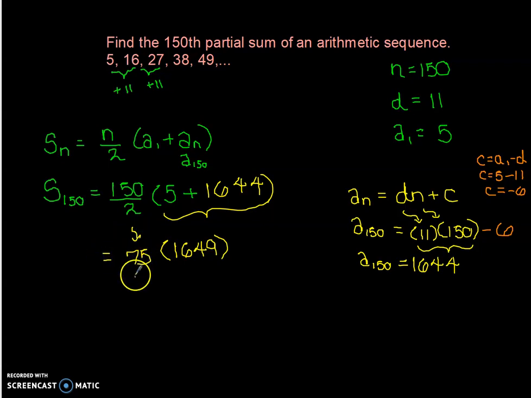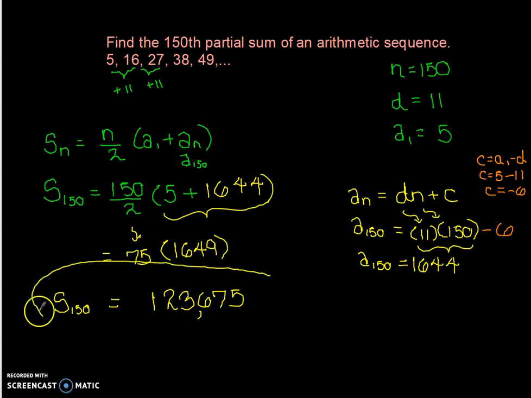And that should give me a total sum of 123,675. And that would be my partial sum up to the 150th term.